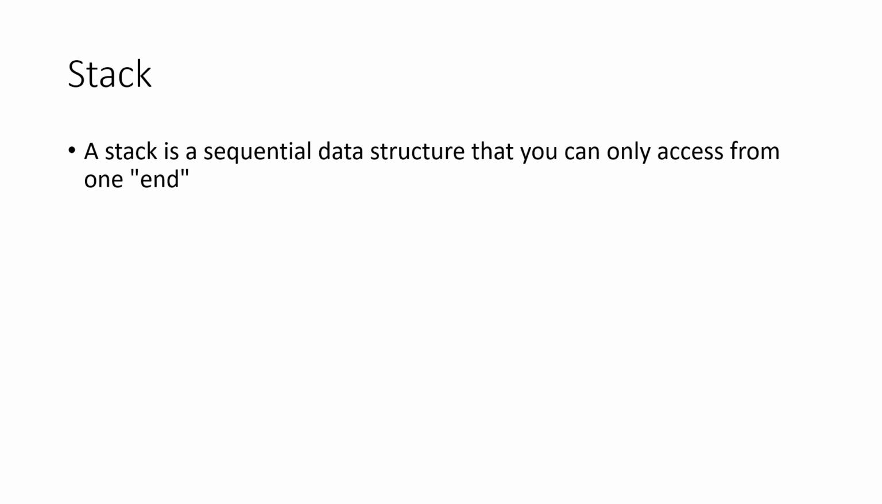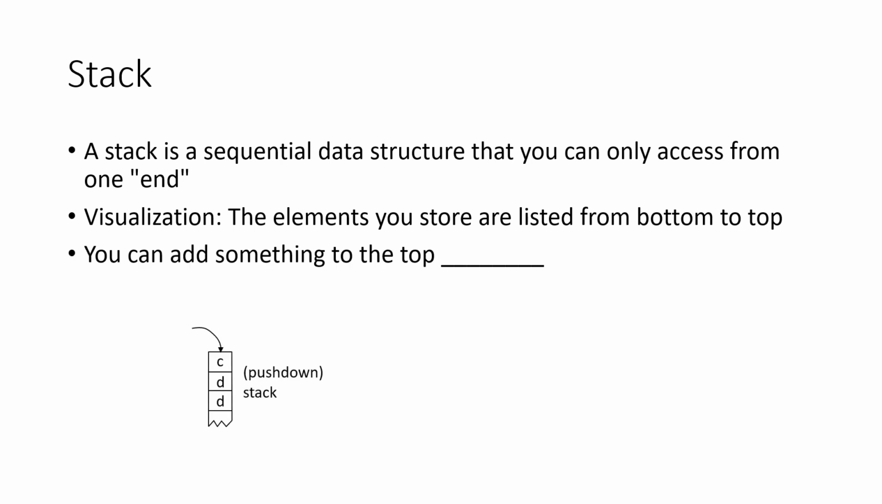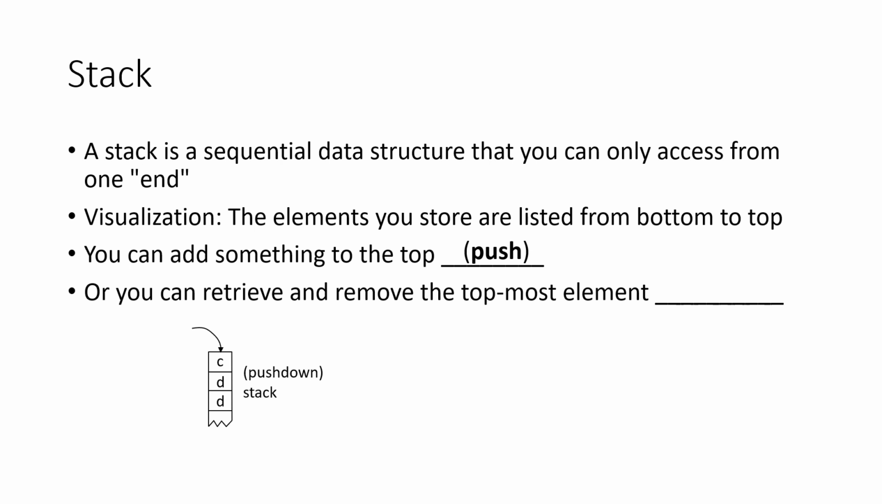A stack is a sequential data structure that you can only access from one end. The way you visualize this is the elements you store are listed from bottom to top, and you can add something to the top, which is called a push operation, or you can retrieve and remove the topmost element, which is called pop.